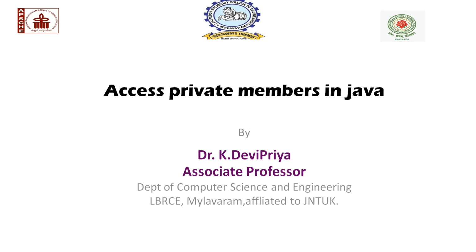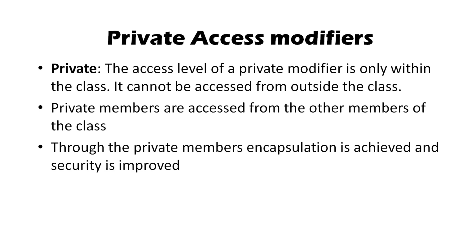Today, I would like to share the concept of how to access private members in Java. In the earlier class, I shared the different access specifiers in Java, and how to control the visibility and scope of variables, properties, classes, methods, constructors, etc. Today, how can we access the members declared with the private access specifier? If any member is declared with the private access modifier, it can't be accessed from another class.